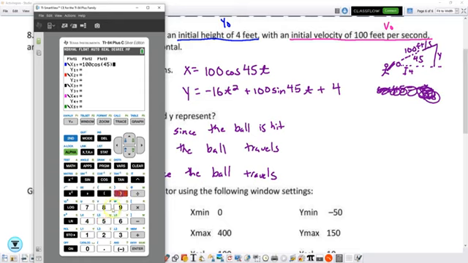Make sure you close your parentheses. T and negative 16 t squared plus 100 sine 45 t plus 4. Now, let's remember how to do this.